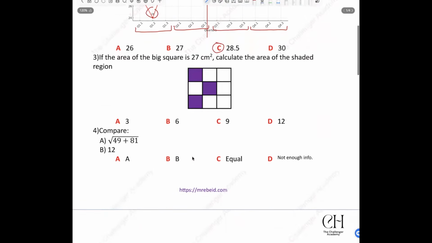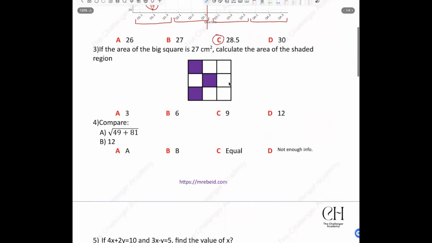Question 3. If the area of the bigger square is 27 centimeters squared, all of this square, its area is 27 centimeters squared. Calculate the area of the shaded region. We have 1, 2, 3, 4, 5, 6, 7, 8, 9 smaller squares. So to find the area of each smaller square, you will divide the 27 by 9. So 27 divided by 9 equals 3. It means the area of each small square equals 3.